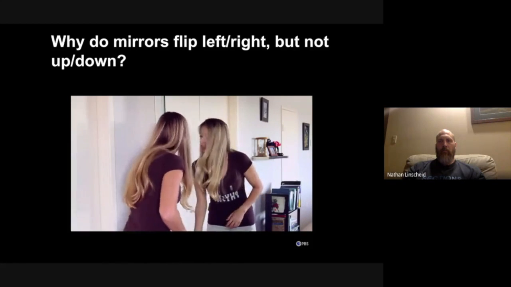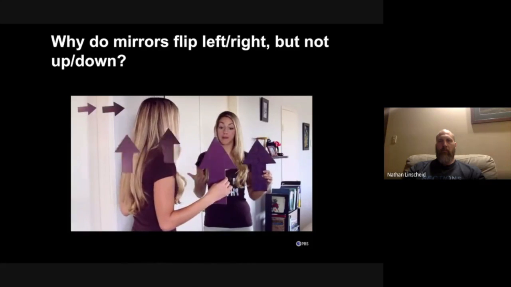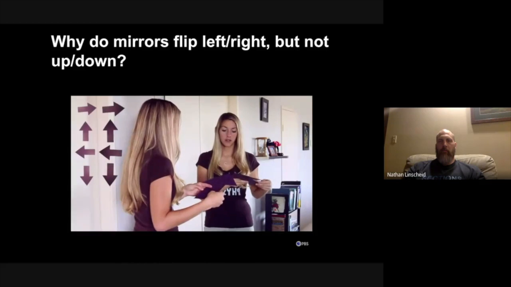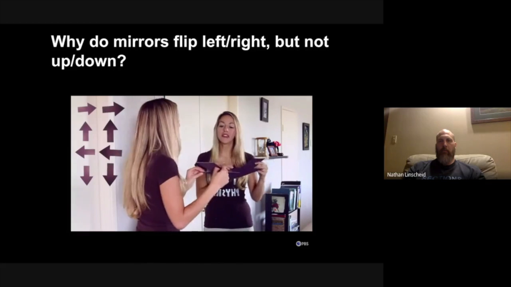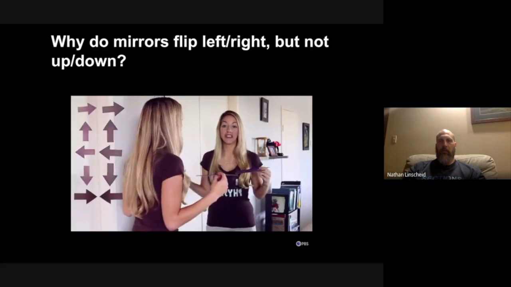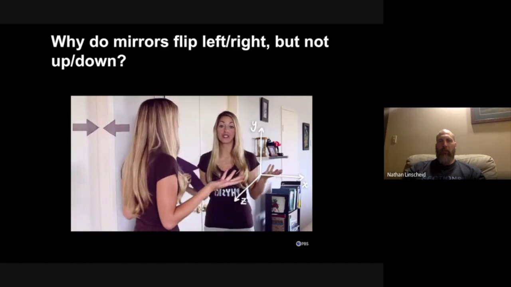Take an arrow and point it to the right. The reflection in the mirror goes to the right. Point it up, it goes up. Left, it goes left. Down, it goes down. Forward, it goes, wait a minute. If I point the arrow forward, the reflection goes backward. So the mirror is flipping the image, but it's flipping it in the Z direction. That's what's causing all of this confusion.